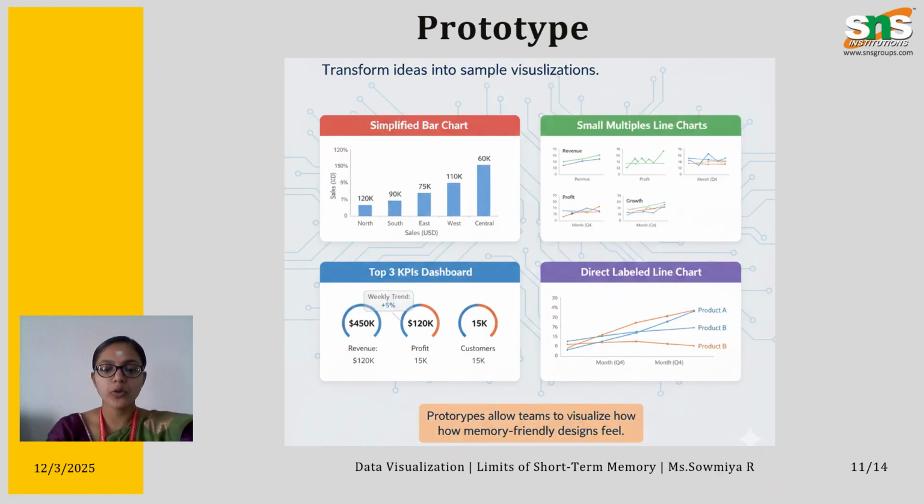The next stage is the prototype stage. In the prototype stage, we bring our ideas into tools like Tableau or Power BI. Here we experiment, trying charts with fewer categories, using only 3 to 5 main colors, reducing the number of text labels, and adding tooltips for additional detail. Prototyping helps us test what works best for the human mind.